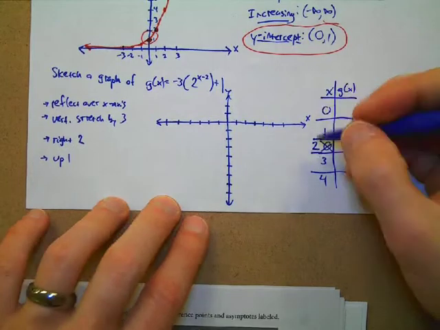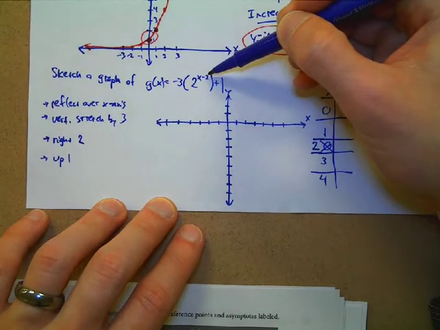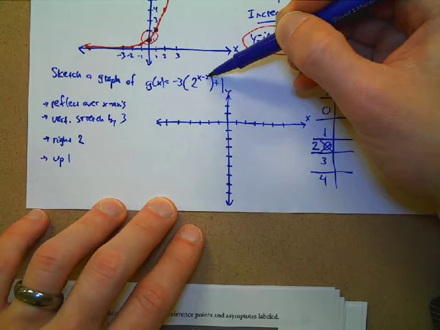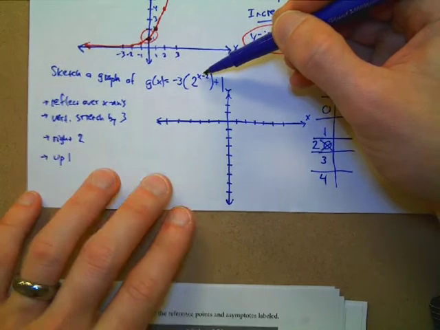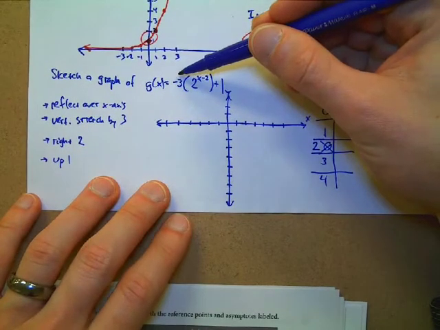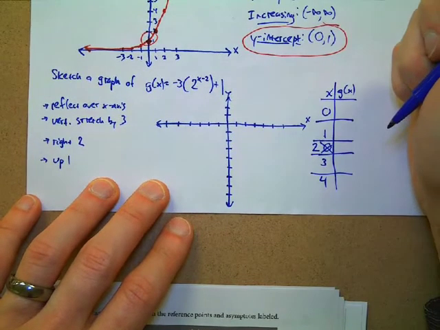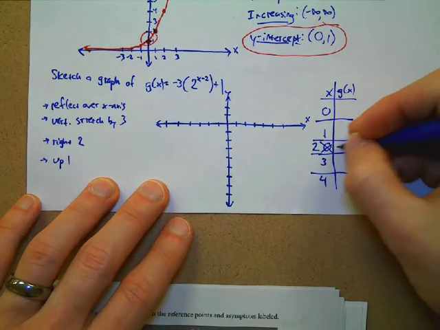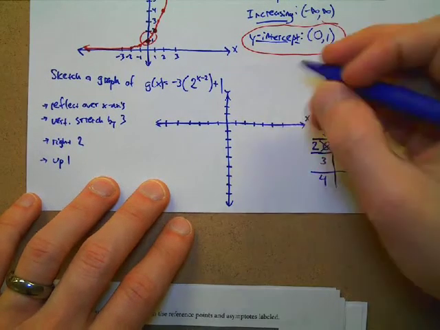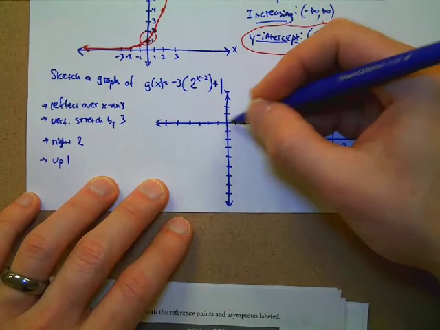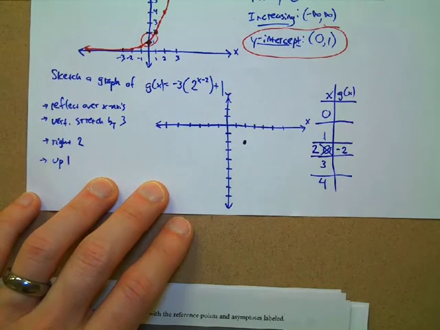Plug in 2 for x. What's 2 minus 2? 0. What's 2 to the 0 going to be? 1. 1 times negative 3 is negative 3, plus 1 is negative 2. So there's our matching y coordinate: 2, negative 2. Let's go ahead and plot that here just so we can see the transformation. So 2, negative 2. This is that point.